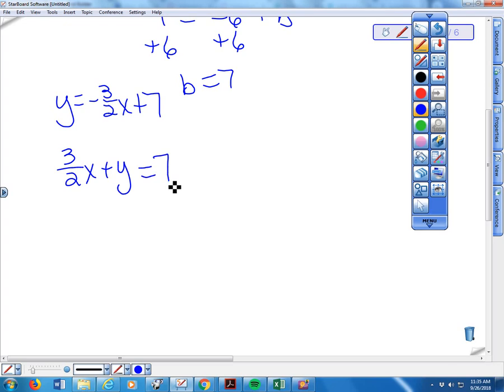I feel like I'm done, but I'm not. One thing with standard form is you can't have fractions as A, B, and C. A, B, and C must be integers, which is why none of the answers have a fraction. So how can I get rid of the fraction? Yes, multiply everything by 2. Now I look and see, is that one of my choices? Yes, letter D.